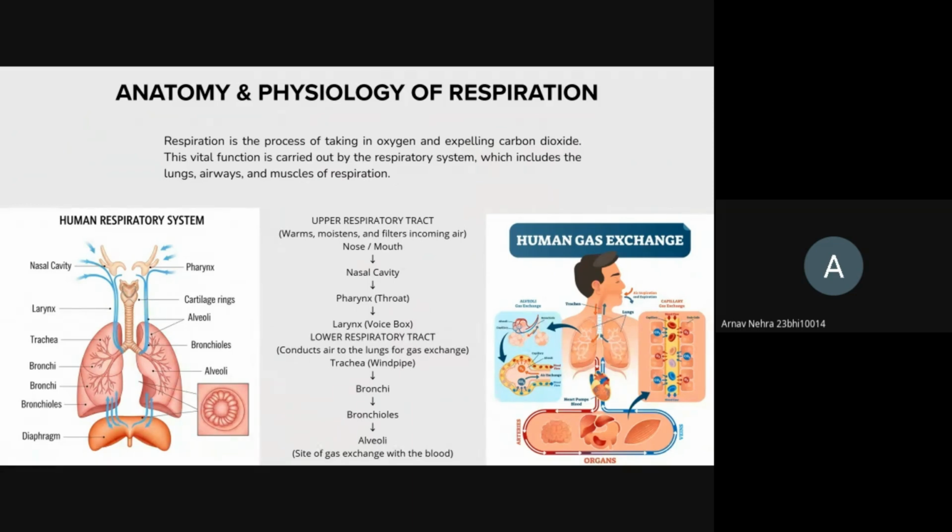The respiratory tract is divided into two parts. The upper respiratory tract consists of the nose, mouth, nasal cavity, pharynx, and larynx, and the lower respiratory tract consists of the trachea, which is also known as the windpipe, the bronchi and bronchioles, and the alveoli, where the gas exchange takes place with the blood.